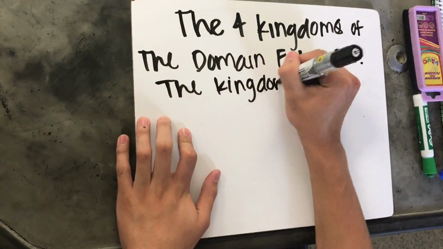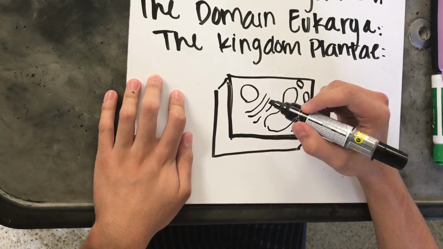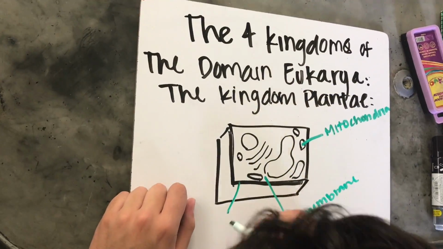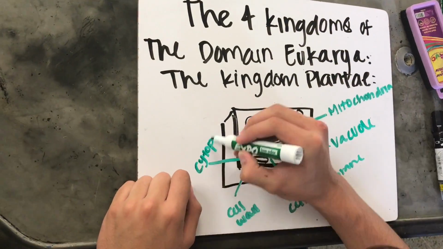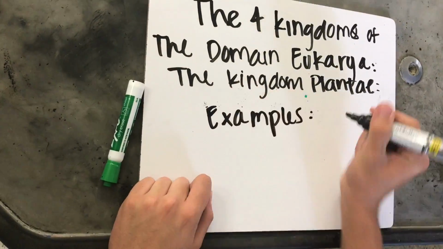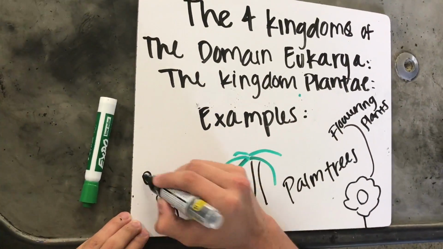Kingdoms. These are the four kingdoms of the domain Eukarya. The kingdom Plantae. They are multicellular and make their own food, absorbing sunlight to make glucose. Some examples are palm trees, flowering plants, and orchids. What makes this kingdom unique is that they have the ability to grow by cell division.